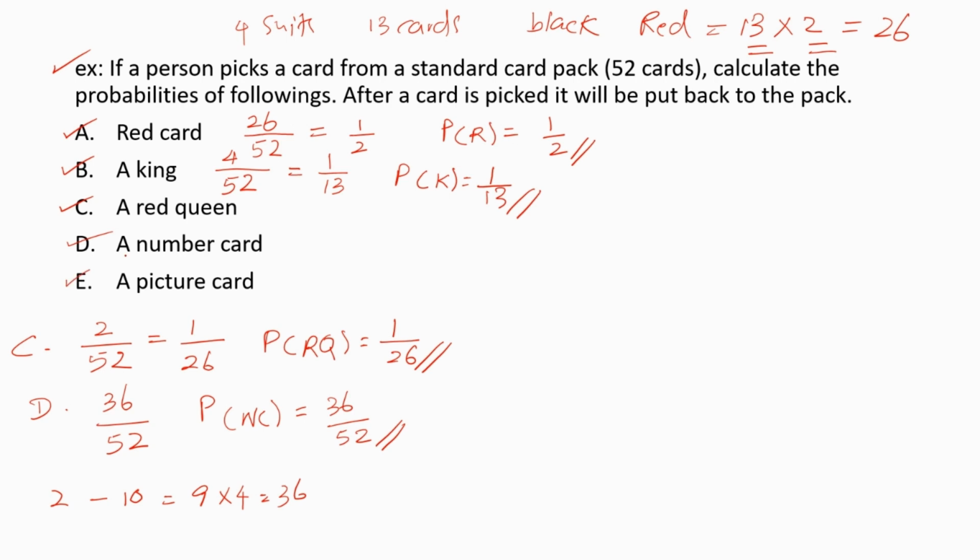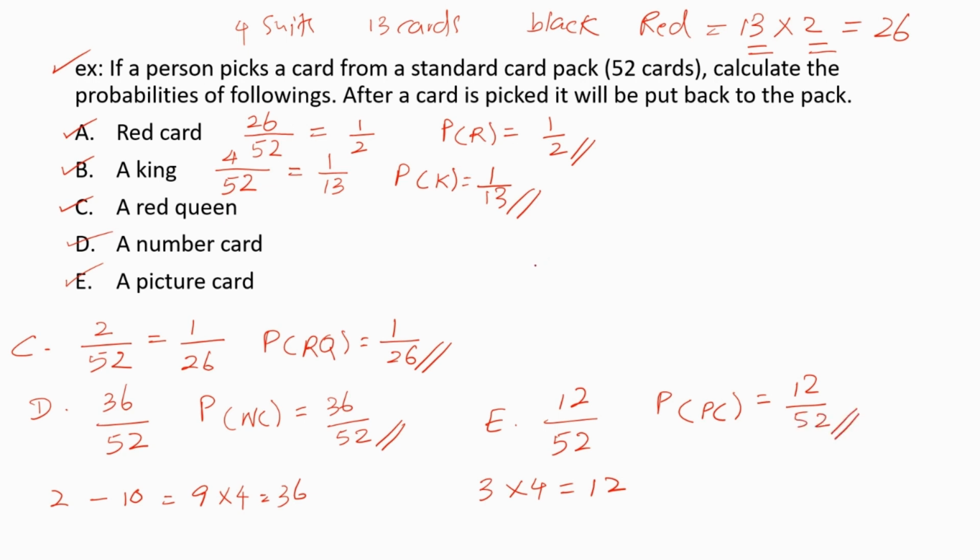So the last option, a picture card. So E, there are 52 cards. How many picture cards? There are 3 picture cards for a suit. So there are 4 suits. There will be 12 picture cards. So this is 12. So the probability of picking a picture card equals 12 over 52.